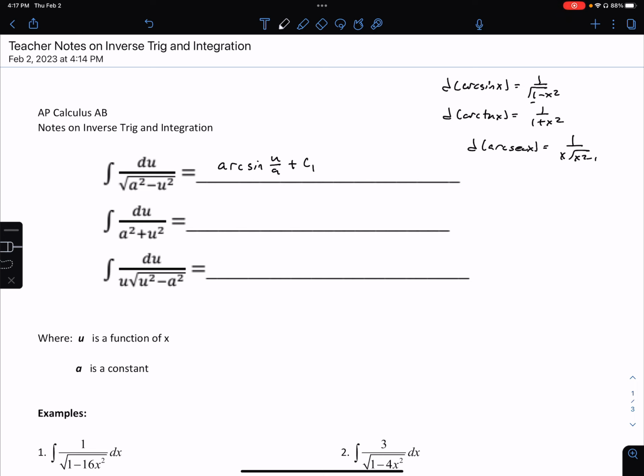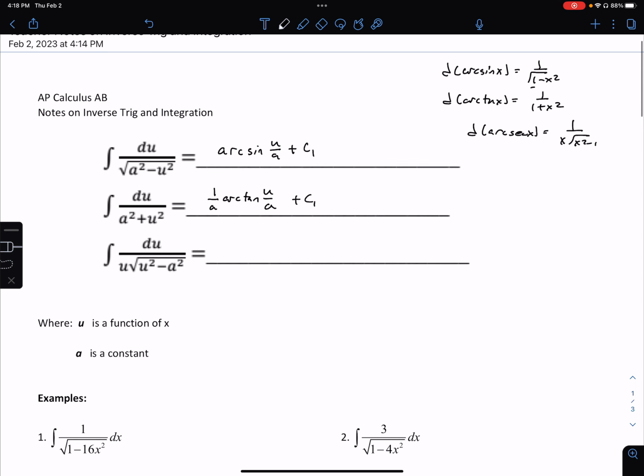The next one, this looks like my arc tangent because we have 1 over a squared plus u squared. So that kind of looks like my 1 and the x squared. So this is my arc tangent, but we write the answer as 1 over a arc tangent u over a plus c1. Those are terrible looking u's and a's, so let me rewrite those. U and A. There we go. Or u over your a's.